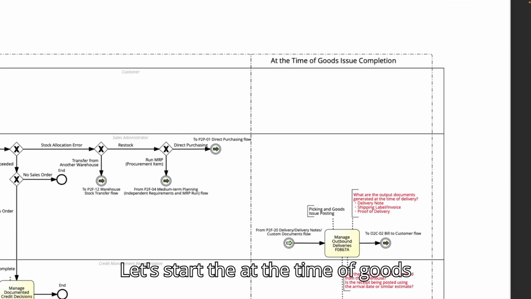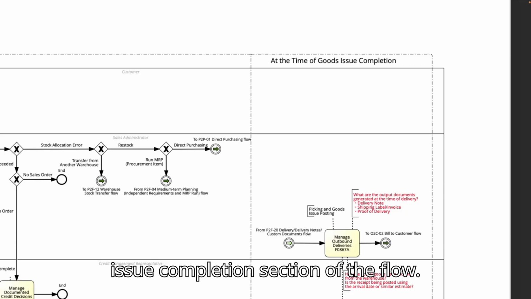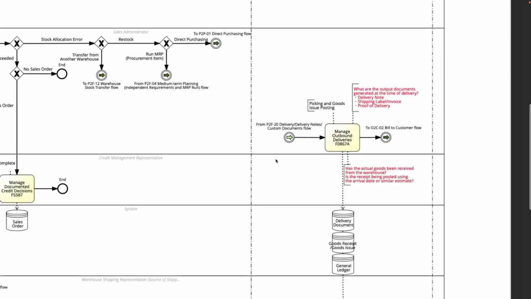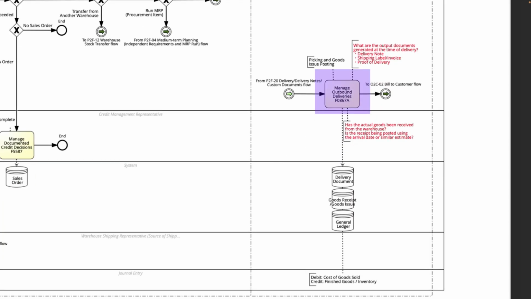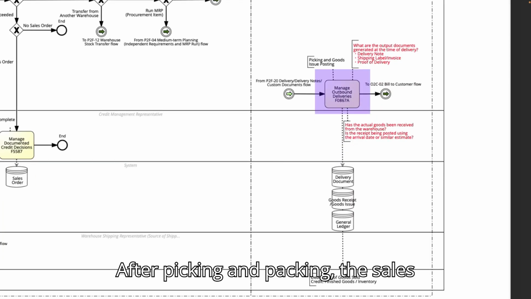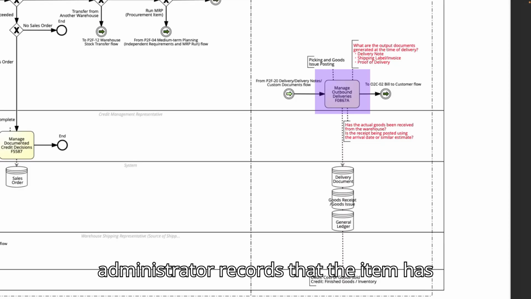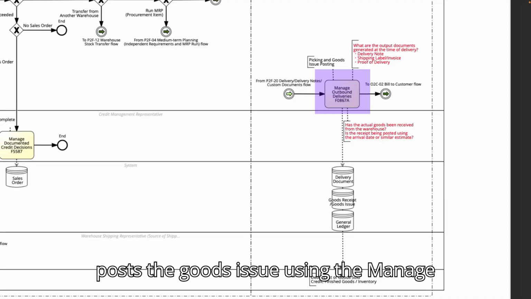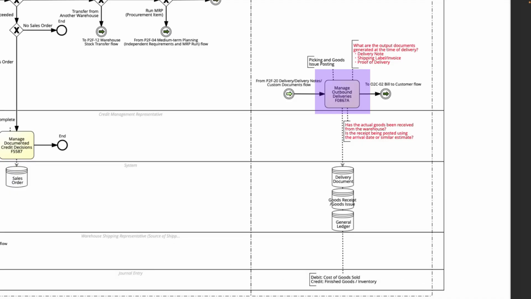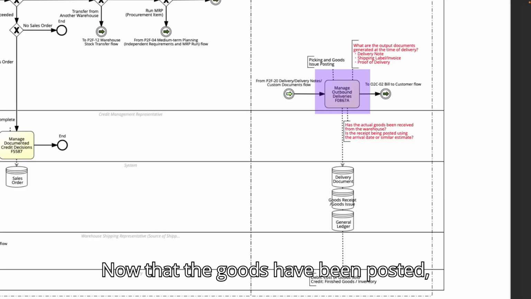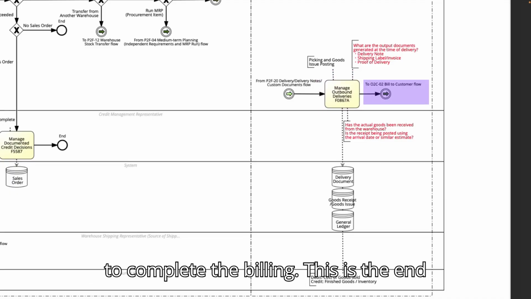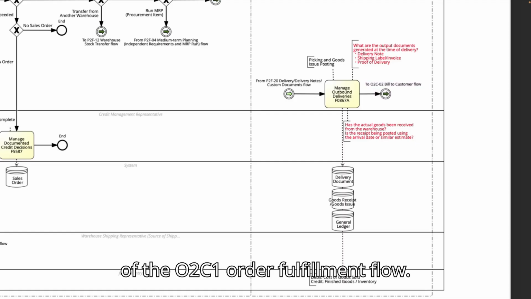Let's start the at the time of goods issue completion section of the flow. After picking and packing, the sales administrator records that the item has been picked up from the warehouse and posts the goods issue using the Manage Outbound Deliveries app. Now that the goods have been posted, proceed to the O2C2 Bill to Customer flow to complete the billing. This is the end of the O2C1 order fulfillment flow.